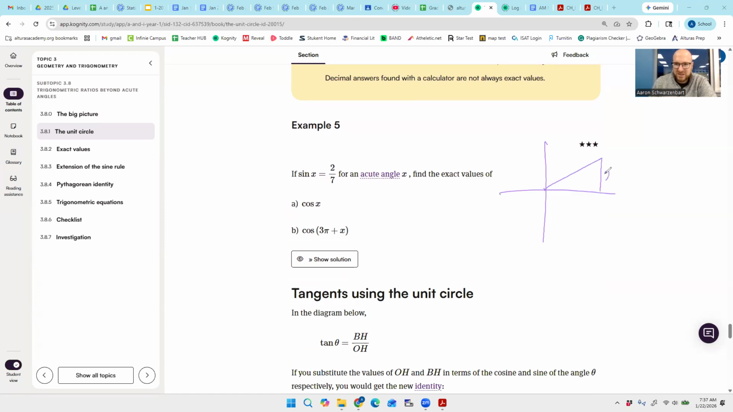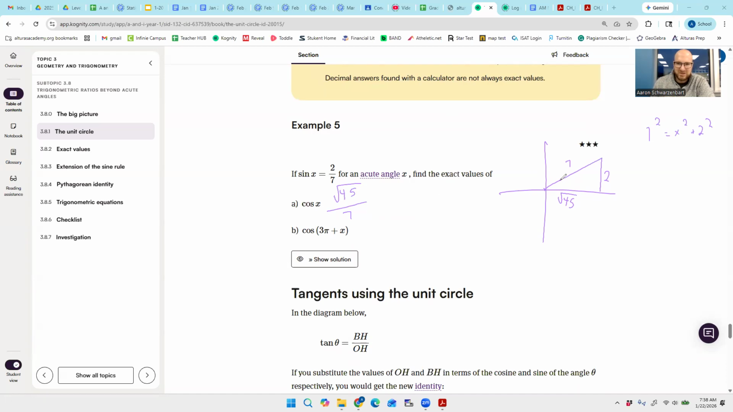If the sine is 2/7, this is 2/7. I can use the Pythagorean theorem. And when I solve that, I get square root of 45. So the cosine of this angle is square root of 45 over 7, adjacent over hypotenuse.